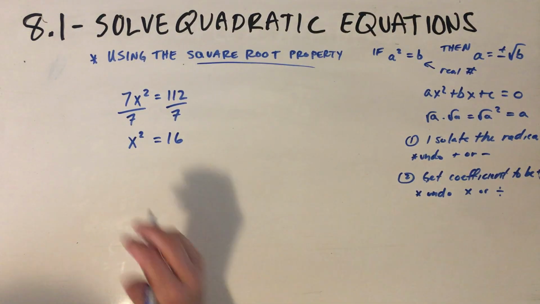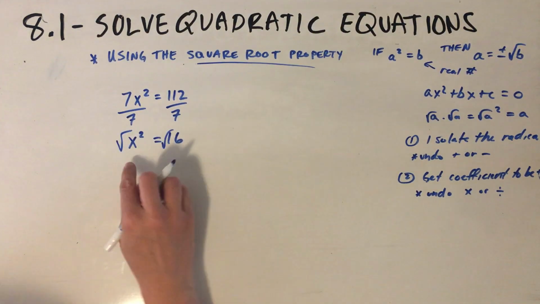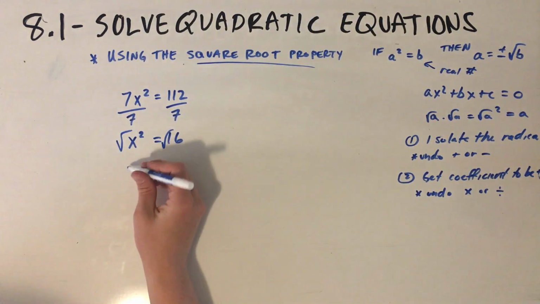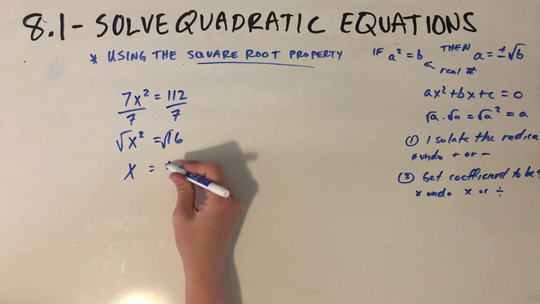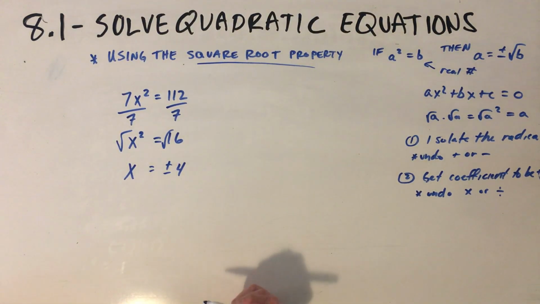Now that I've got the coefficient to be 1, I can take the square root because this is isolated and the coefficient is 1. And here we would get that x is plus or minus 4.